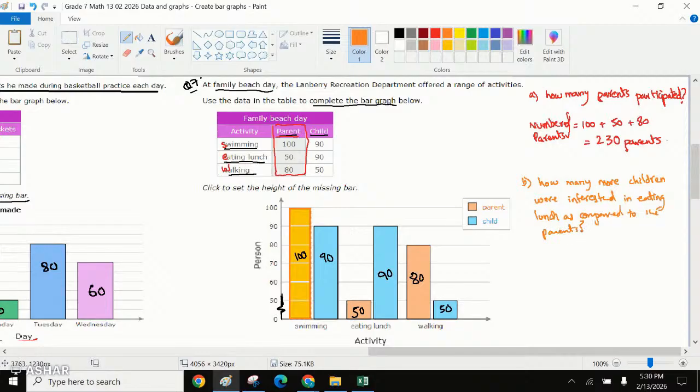Okay, so what we can see for eating lunch, there were 50 parents and 90 children. We can write the statement as there were 40 more children interested in eating lunch when compared to the parents, right? We can write a complete statement, we can give a partial statement explaining the answer. Okay, let's compare the next question.